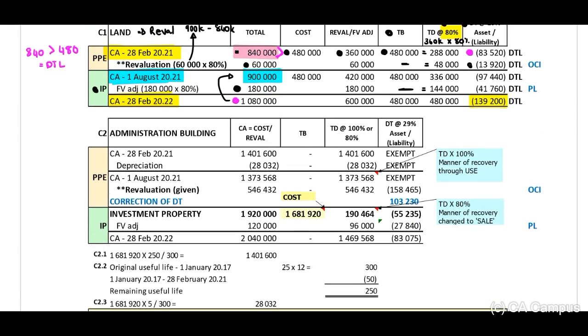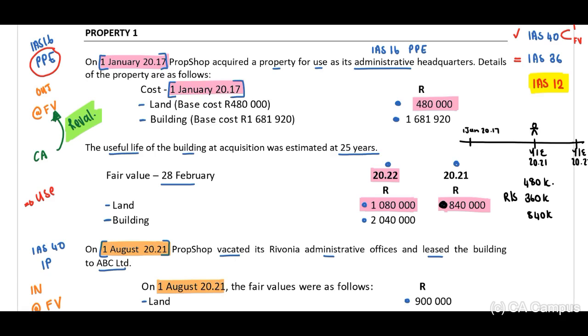Right, now, when you look at our deferred tax calculation in terms of our building, we have a carrying amount at the beginning of 2022, which is 28 February 2021, and this is the cost. If we look at the cost provided to us, I'm going to make use of light blue, 1,681,920, useful life 25 years. So if you look at a timeline from 1 January 2017 to year end 2017, which is February, this is 2 months, right?